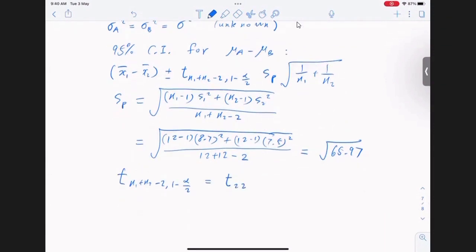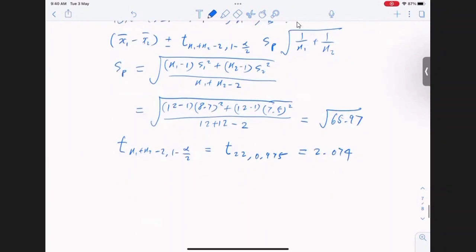The sum of the sample sizes minus 2, the degree of freedom is 22. One minus alpha over 2 is equal to 0.975, because the coverage we need is 95%. You can use the t distribution table to find this number, or you can use R. No matter whether you use the table or R, you will find the same number, 2.074. So we substitute everything into the formula.